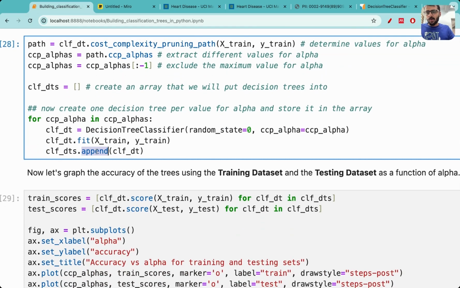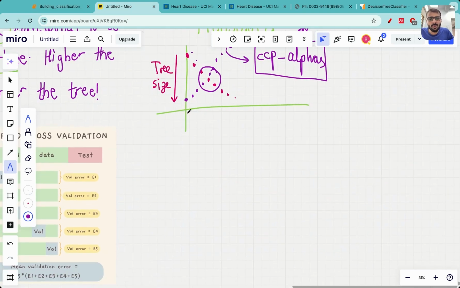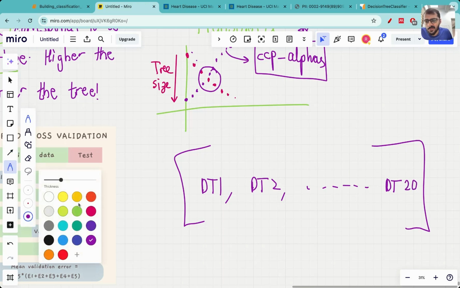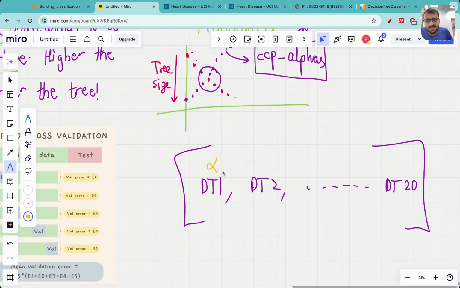And I'm going to now do something very simple. I'm going to look at all the decision trees which are stored in this array. So let me actually write this on the whiteboard. You have this array, right? And you have decision tree 1, decision tree 2, dot dot dot, maybe you have 20 decision trees over here. Each decision tree corresponds to one different level of alpha. So alpha 1, this is alpha 2, maybe this is alpha 20.